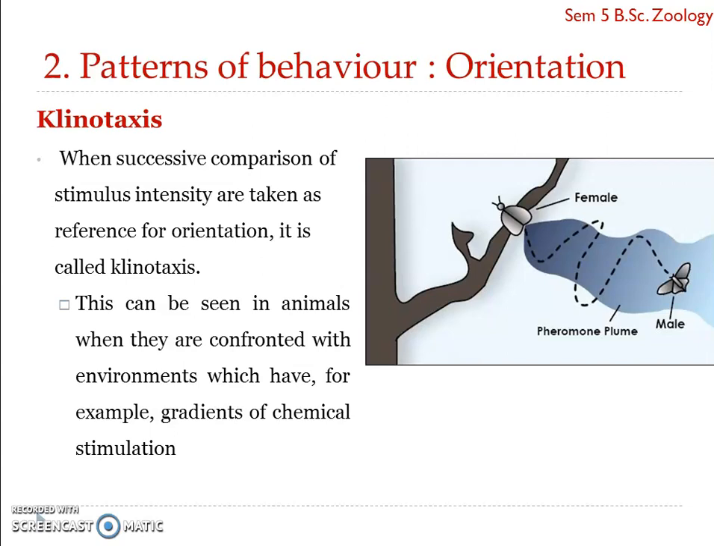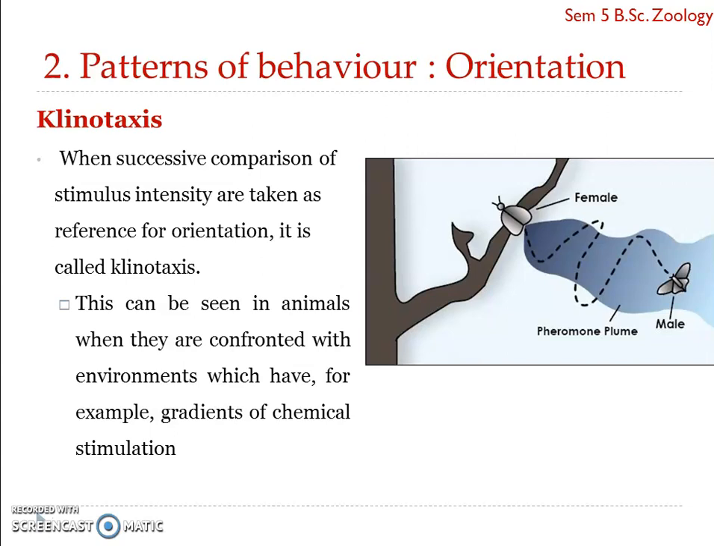The next one we have is clinotaxis. Here, when successive comparison of stimulus intensity is taken as reference for orientation, it is known as clinotaxis. So it is almost similar to what we found in the case of tropotaxis. There is a comparison of intensities at two different levels. This can be seen in animals when they are confronted with environments which have, for example, gradients of chemical stimulation. Okay, one example here is moths with respect to pheromone intensity.